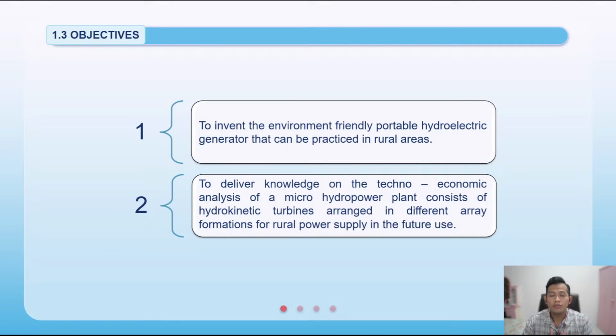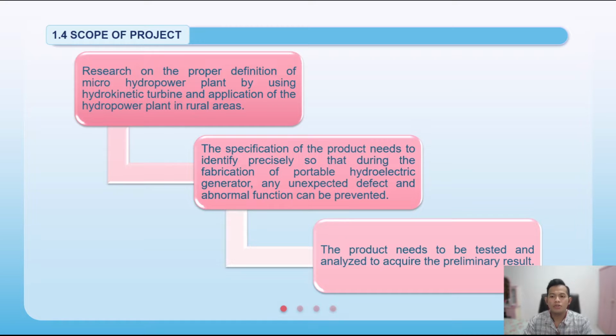The objectives of this project are to invent an environment-friendly portable hydroelectric generator that can be used in rural areas, and to deliver knowledge on the techno-economic analysis of a micro hydropower plant consisting of hydrokinetic turbines arranged in different array formations for rural power supply in future use. The scope of the project is to research the proper definition of a micro hydropower plant using hydrokinetic turbines and the application of the hydropower plant in rural areas.